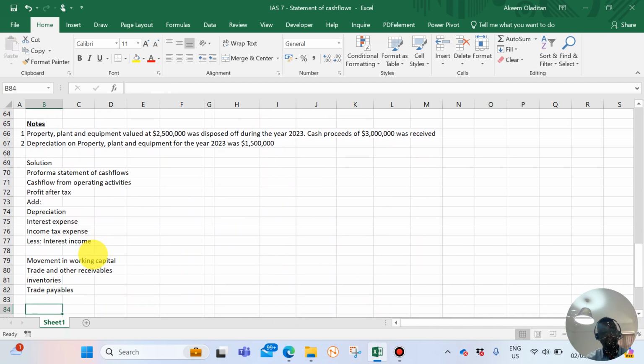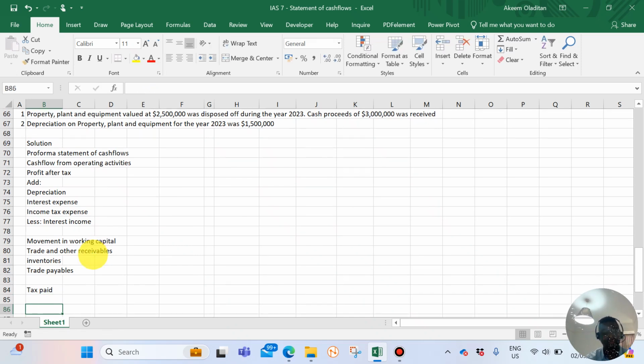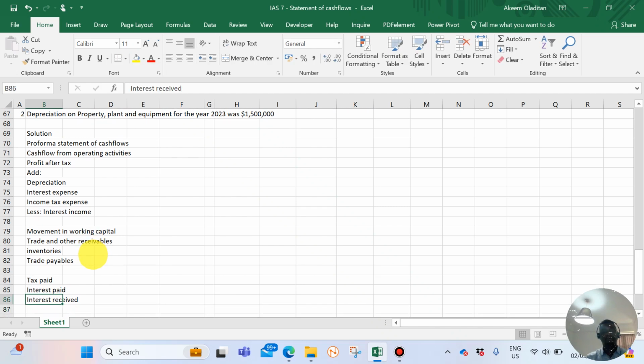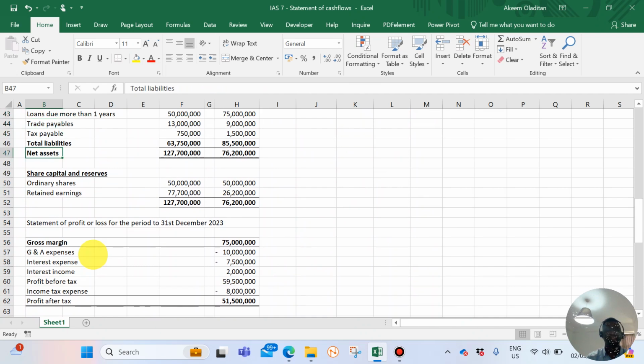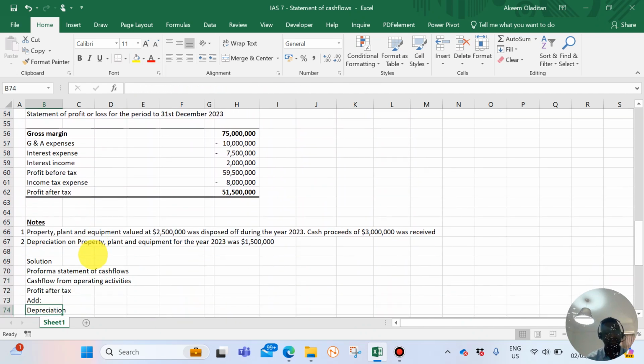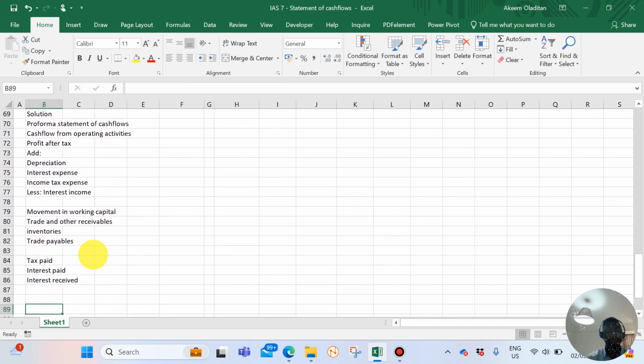Then the next thing to do is to look at the tax paid, actual tax paid, and also interest paid, interest received also. Okay, that is operating activities. So I'm still continuing going down.